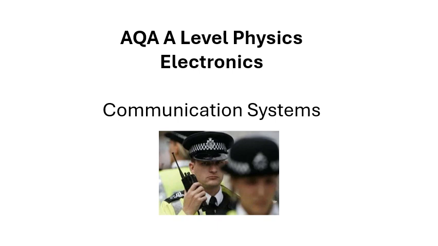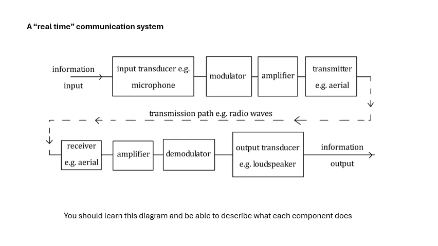AQA A-level physics, and this is for the electronics option. This video is about communication systems. Now, this block diagram is on the specification and you should basically learn it. It's a real-time communication system, real-time as in you're not storing any information. This is two people or places communicating with each other as it happens in real time.